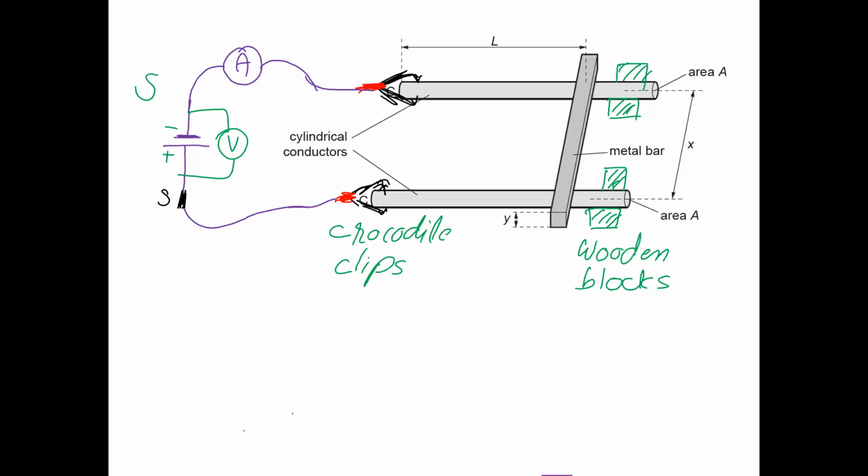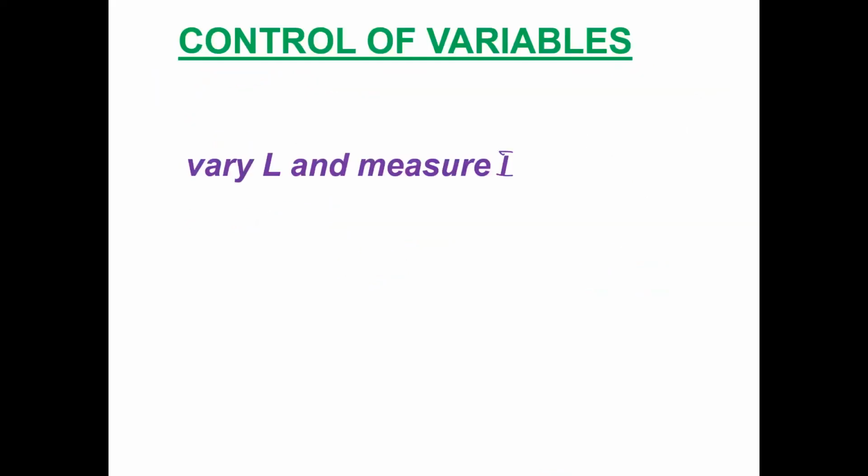Repeat the trial. Repeat the trial for different values of L and record the values in a table. Now give the heading and record the values in a table.